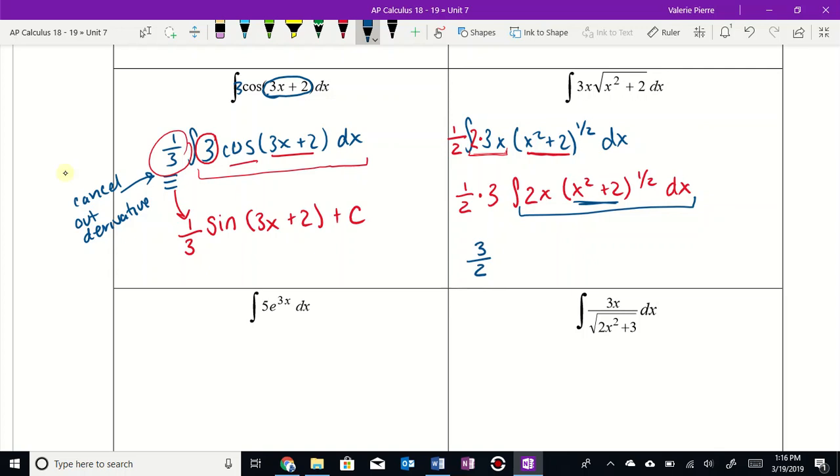So when we integrate this integrand, we're going to add 1 to the exponent, so that's 3/2. We're going to keep our inner function, which is x squared plus 2. And then we're going to divide our constant, which was 1 here, by our new exponent, which is 3/2. So this gives us x squared plus 2 to the 3/2 plus c.